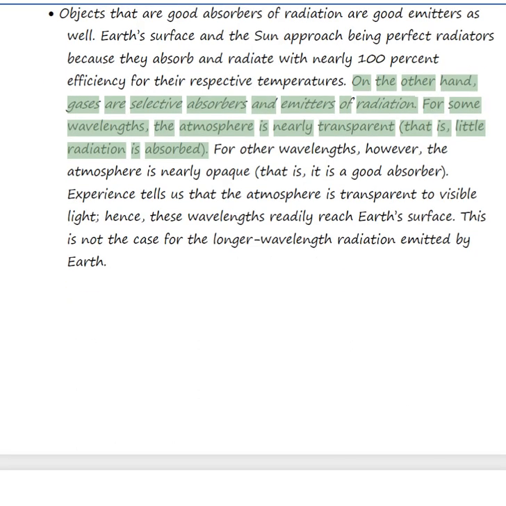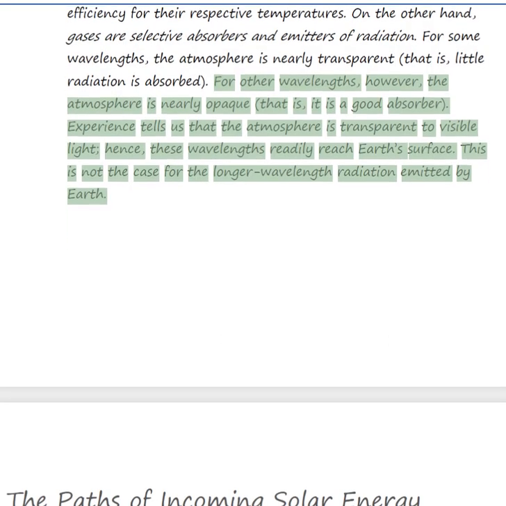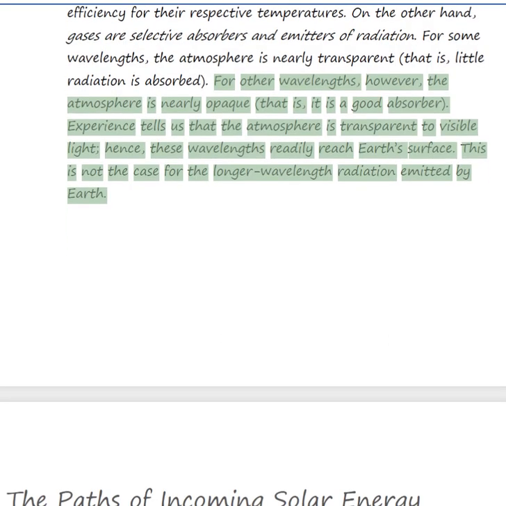On the other hand, gases are selective absorbers and emitters of radiation. For some wavelengths, the atmosphere is nearly transparent. For other wavelengths, however, the atmosphere is nearly opaque. Experience tells us that the atmosphere is transparent to visible light, hence, these wavelengths readily reach Earth's surface. This is not the case for the longer wavelength radiation emitted by Earth.